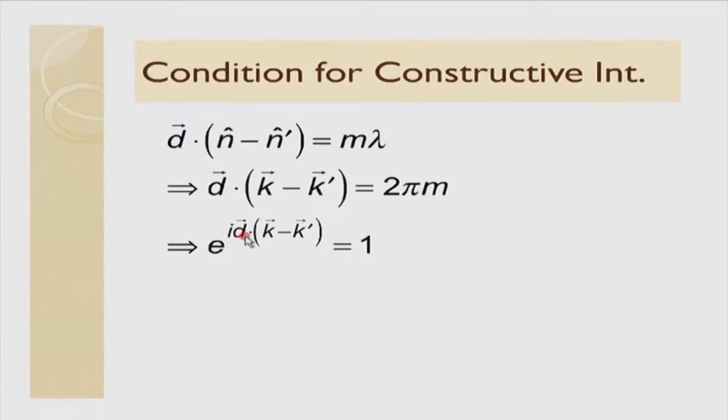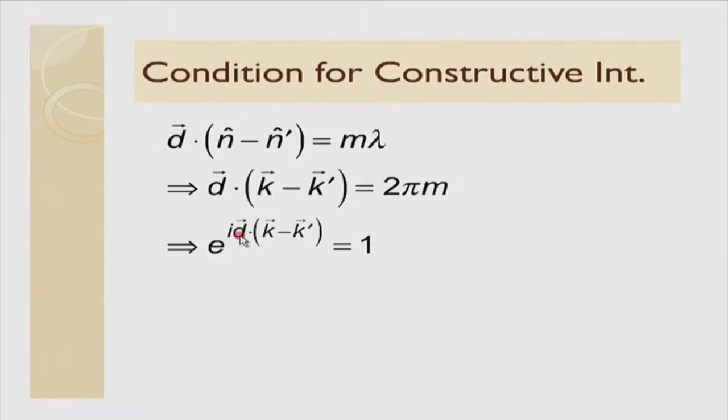It means instead of this particular d, I replace it by any translation vector of the direct lattice. Remember, any two points of a direct lattice are separated by a translation vector t. This is what we started yesterday. Take any two points, the difference between them will be represented by a translation vector t. So, if this d is replaced by any translation vector t and this condition is still satisfied, then only you will get a Bragg diffraction from the entire lattice.